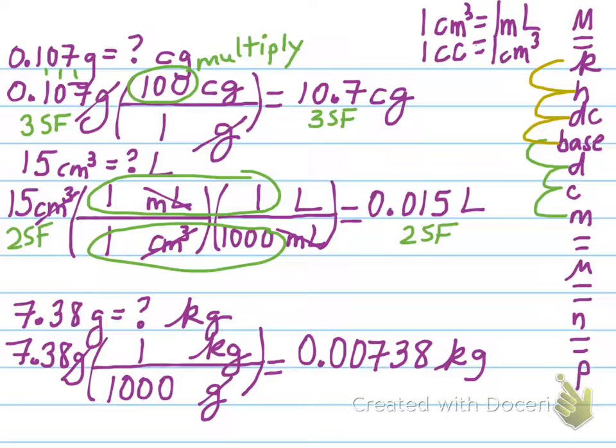Okay. Again, in terms of significant figures, this has 3 significant figures, and this has 3 significant figures because, again, remember, these 2 zeros are just placeholders.